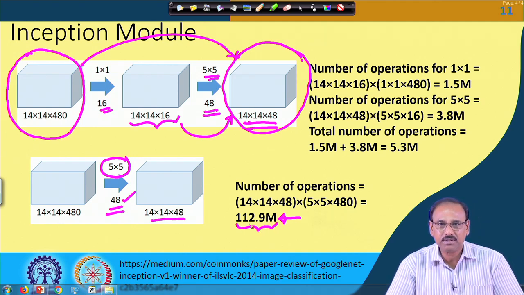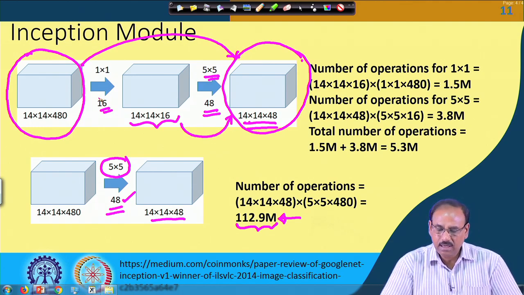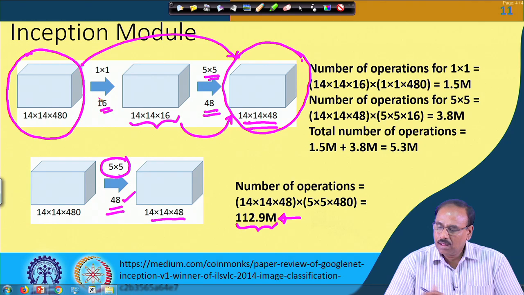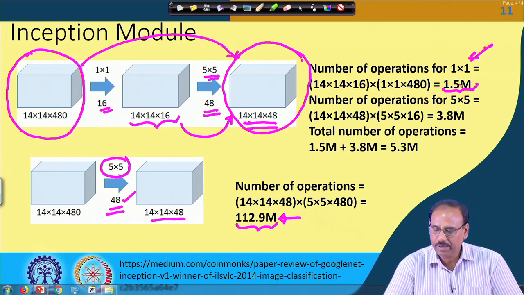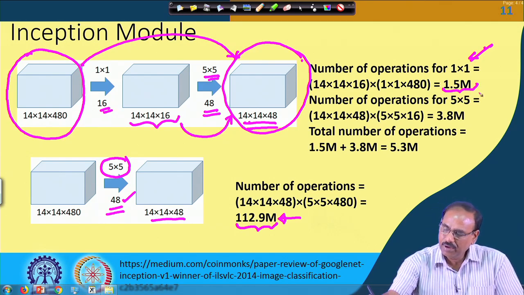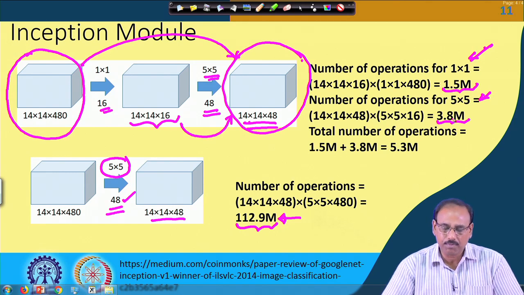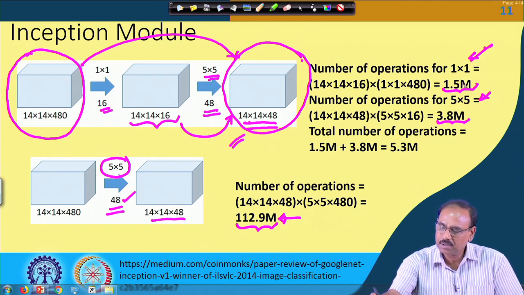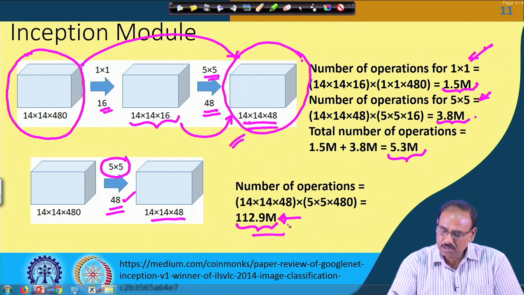112.9 million operations. Whereas, if I first use these 1 by 1 kernels followed by 5 by 5 kernels, the number of operations that you perform with 1 by 1 kernels is around 1.5 million. You can compute this to verify, and subsequently with 5 by 5 kernels, the number of operations is around 3.8 million. So, the total number of operations in this option becomes this plus this, which gives you a total of 5.3 million operations. So, you compare this with this.